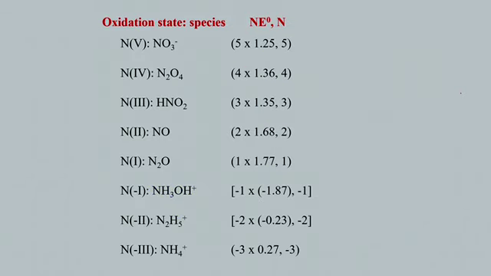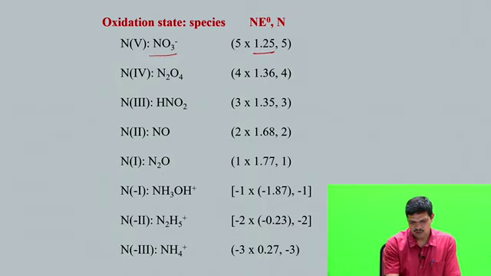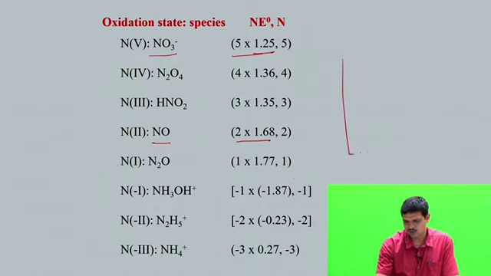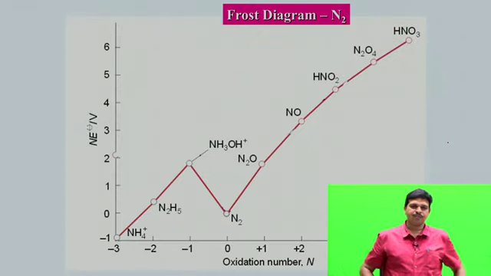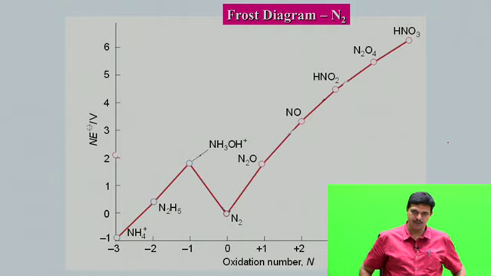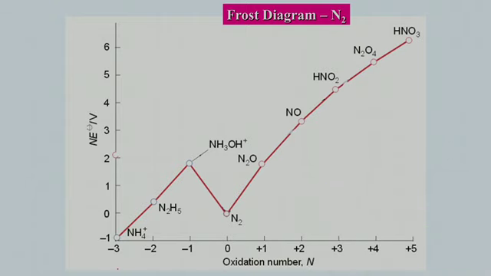Once these are ready, for nitrate you will get 1.25. So this is 2 into 1.68, here 5 into 1.25, into 5. Once you get these points, you simply plot them as X and Y, and you will get a plot like that. This is the acidic medium, and see carefully what the significance is.